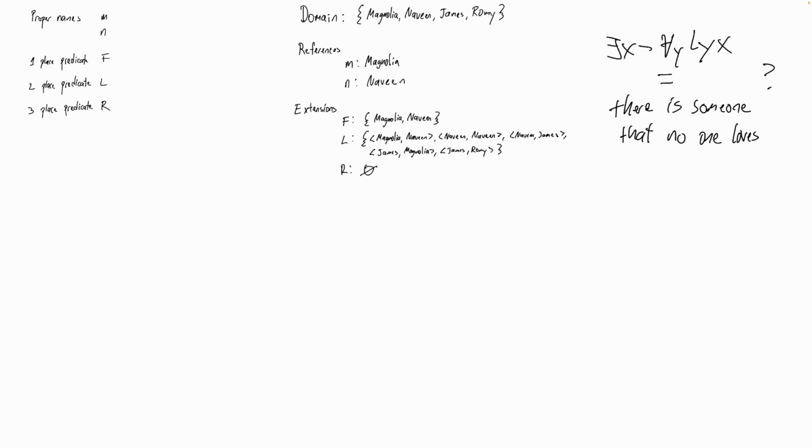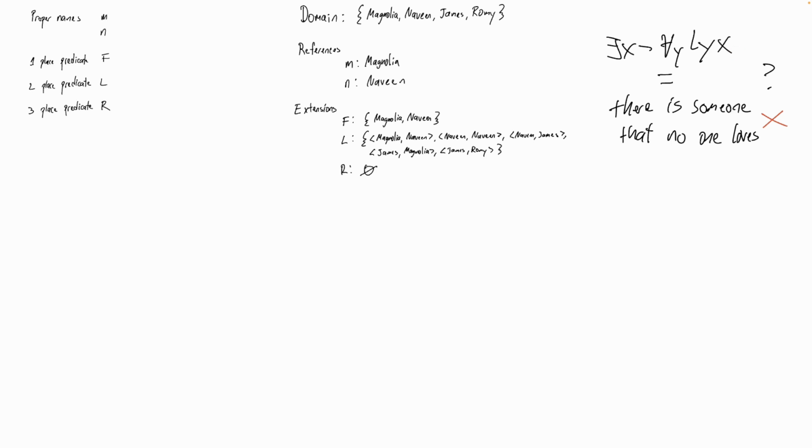Now, what about the formula? If it's really saying the same thing as the English statement, it should always have the same truth value as that English statement, meaning that they should have the same truth value on every valuation. Is that the case here? Is the formula also false?